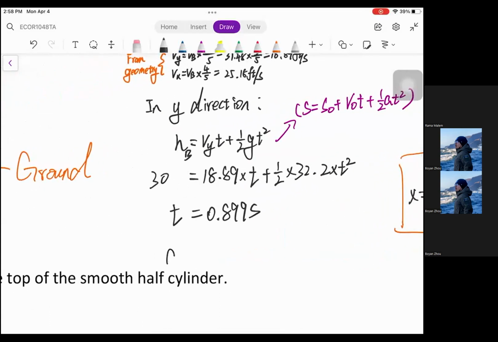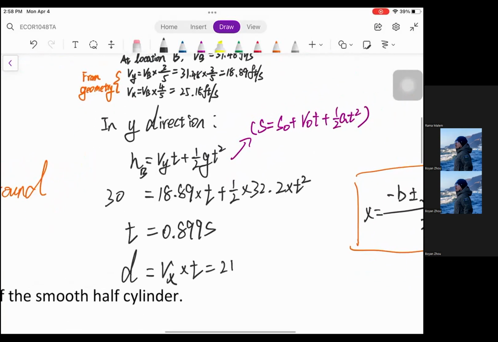And then the distance in the horizontal direction is just gonna be simple. It's gonna be equal to the velocity in the horizontal direction times the flying time t. And that is gonna be 25.18 times 0.899, and that is equal to 22.63 feet.